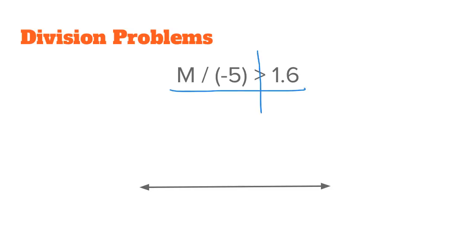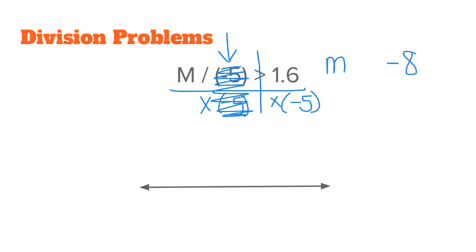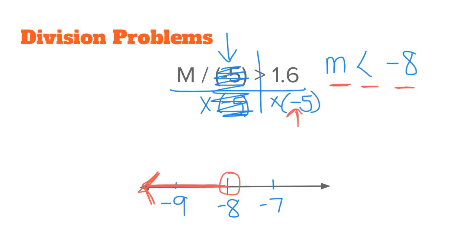All right. So we're working on the side with the variable. The opposite of dividing by -5 is multiplying by -5. Both sides times -5. So that cancels. I have M on one side, -8 on the other, and I multiplied by a negative number, so I switch my sign around. So -8 is in the center, a little bigger, a little smaller. My graph says I want everything less than -8, open circle, this direction. So I had to switch my sign because I multiplied by that negative number.